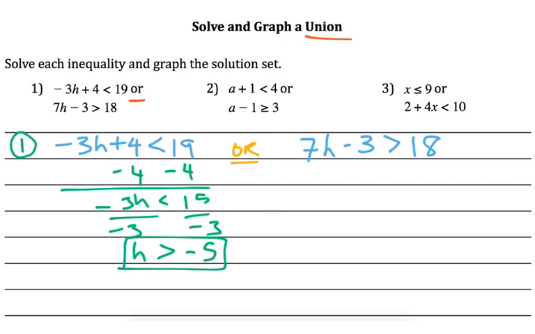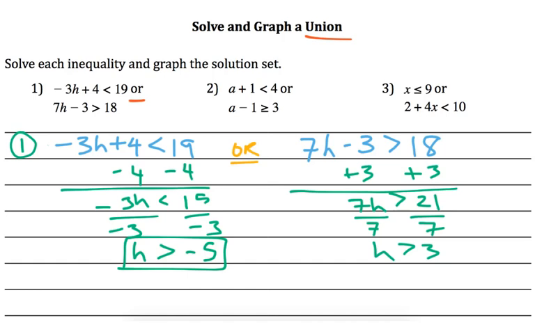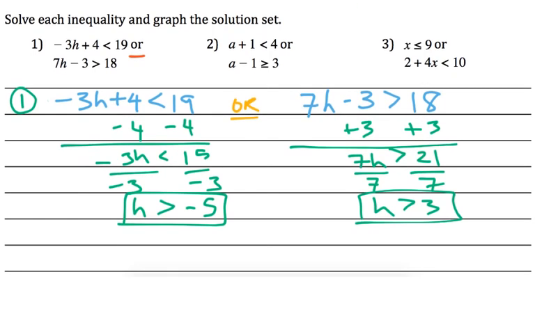We got 7h minus 3 is greater than 18. Add 3 to both sides. Gives me 7h is greater than 21. I'll divide both sides by 7, and I'll say h is greater than 3. And as I look at this, I'm going to have a much clearer understanding of what this looks like if I draw a number line. Many of you will be able to figure this out just based on the math and the way it's written, but I still want to see the number line to strengthen your understanding of the concept.